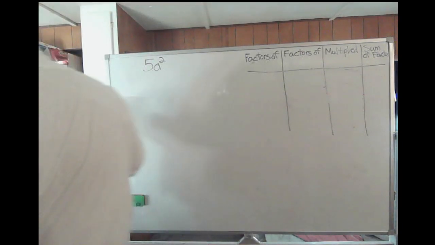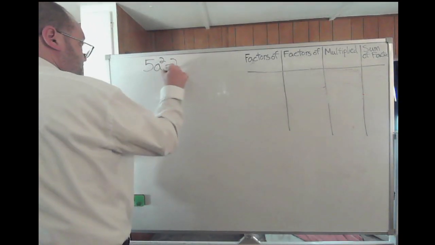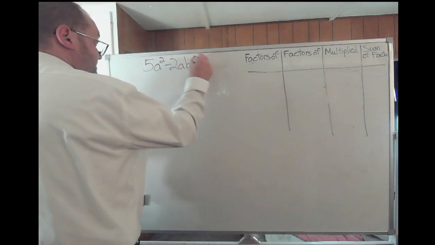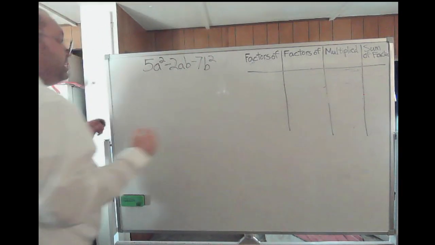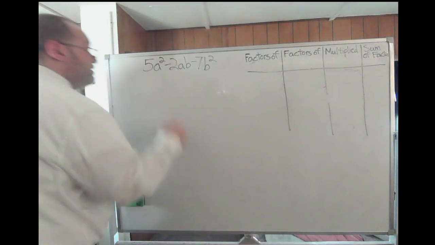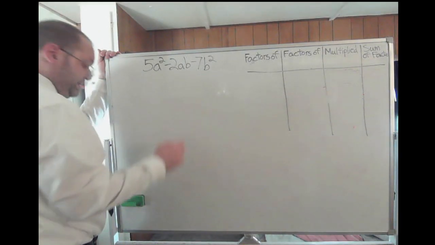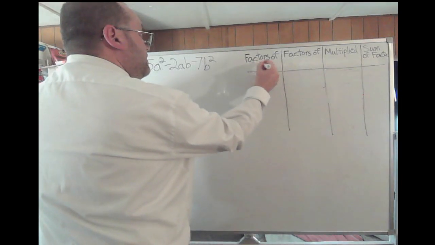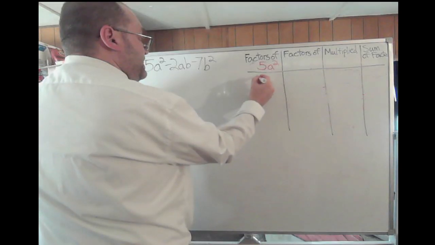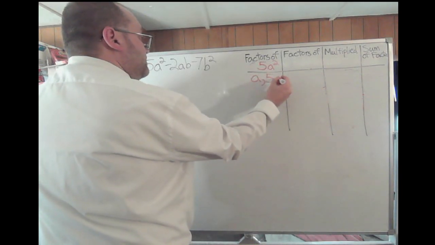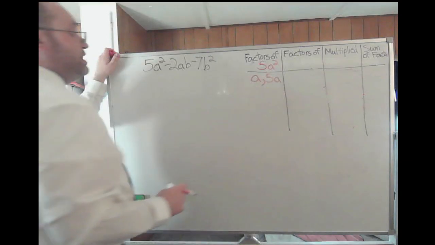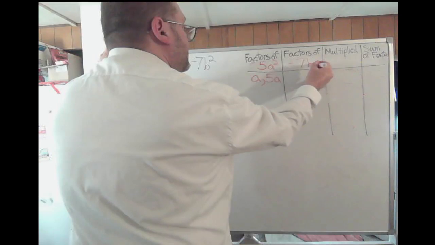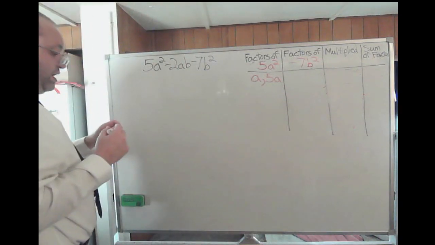5a squared minus 2ab minus 7b squared. All right, so we got 5a squared minus 2ab minus 7b squared. First we need to find factors of 5a squared, which would be a and 5a. Those are factors of 5a squared. Then we need to find factors of negative 7b squared. Since your third term's negative, you find factors of negative 7b squared.